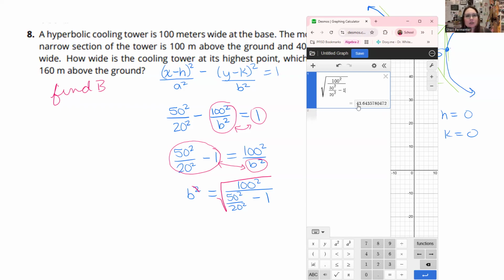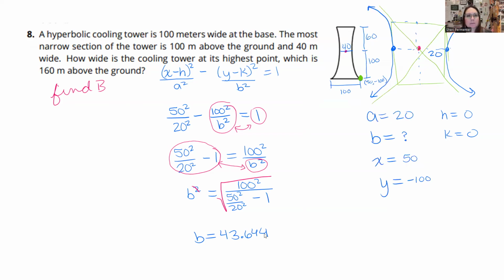But that is our answer. So we get 43.644. Is that what's up here? I can't see it, it's too little. Yeah? Okay, so we end up with b equals 43.644. So now I know what b equals. I'm going to go put this over here. Let me get rid of this screen. All right, I know what b equals now.